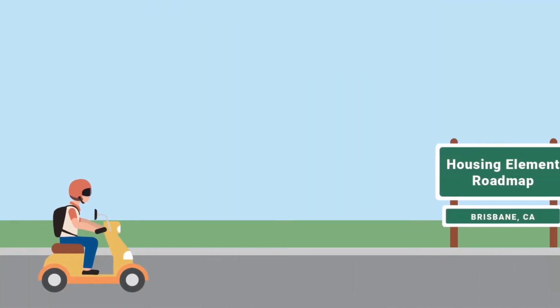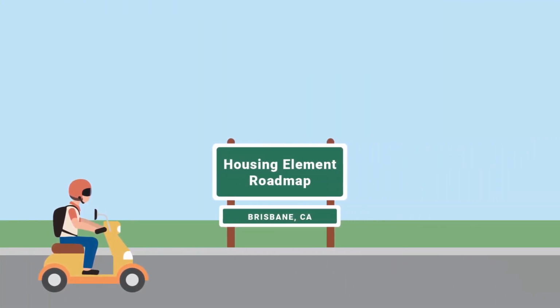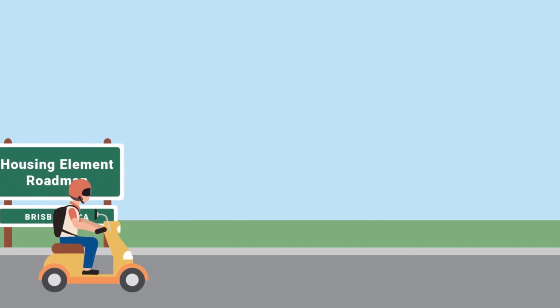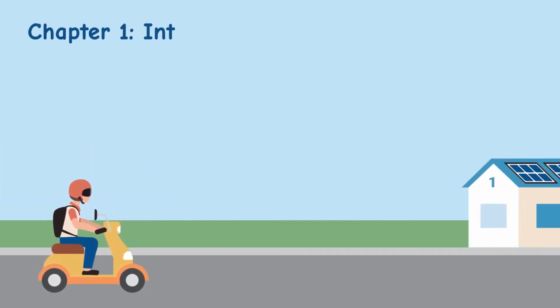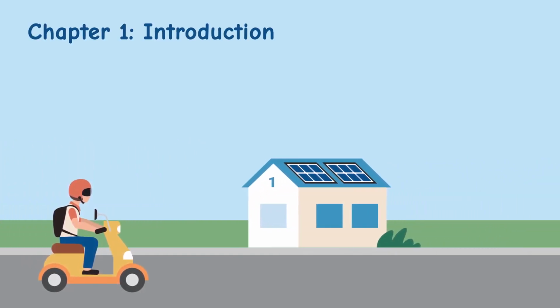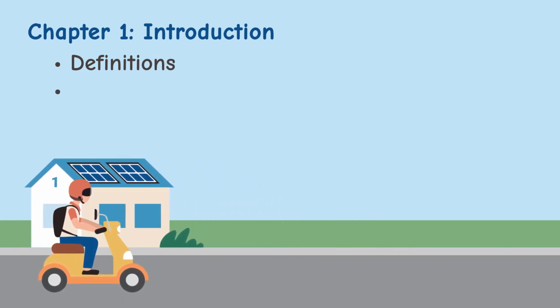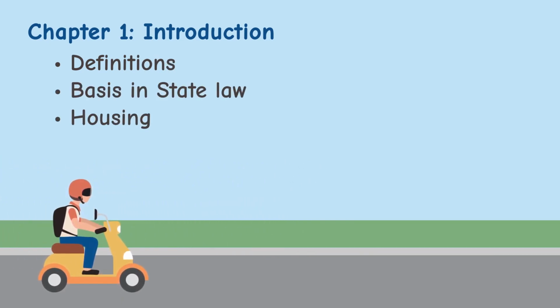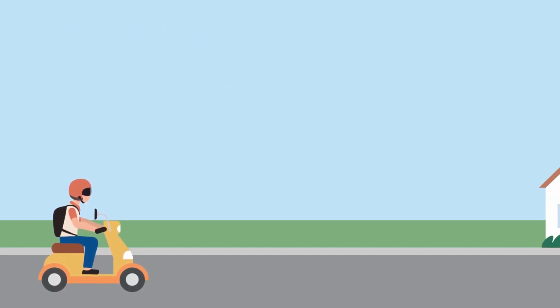Now let's take a trip through the housing element roadmap for a brief overview of each chapter of the housing element. Chapter 1, Introduction, explains what a housing element is, its basis in state law, and the housing policy goals the city intends to accomplish through the housing element for the current housing element cycle from 2023 to 2031.